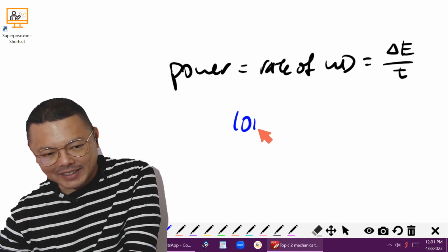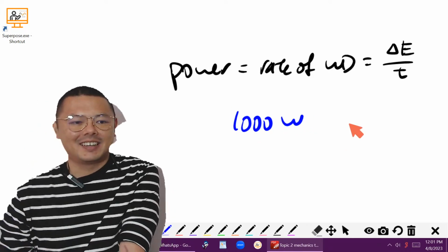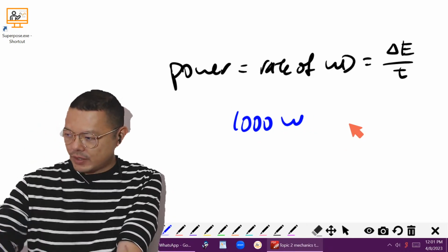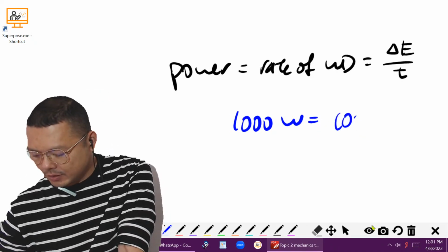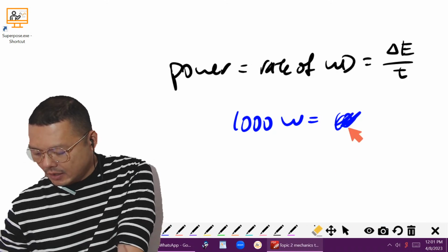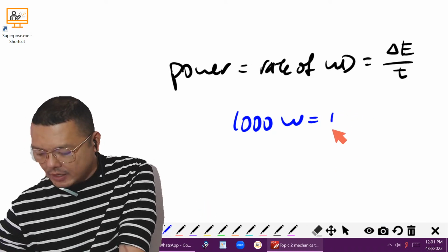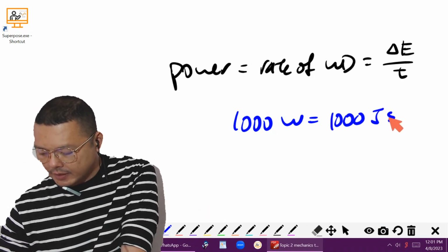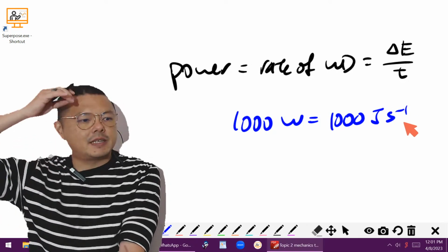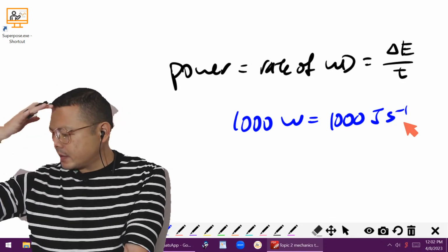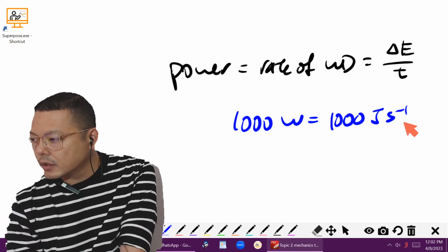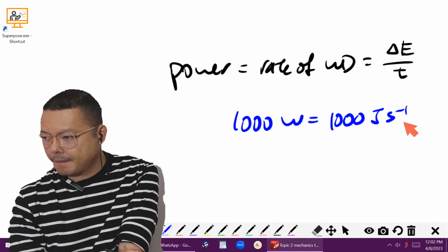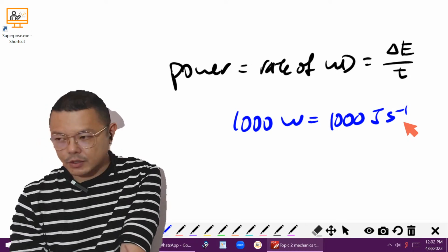Let's say you see 1,000 watts. What are you supposed to think of? 1,000 joules per second, right? So the way I train the sec force is like that. They see 1,000 watts, immediately think of 1,000 joules per second. It means every second you will get 1,000 joules, or you will use 1,000 joules. Okay? No issues? This one should be quite straightforward.